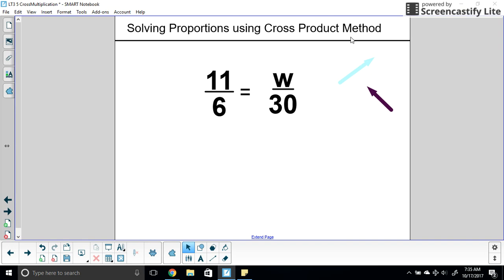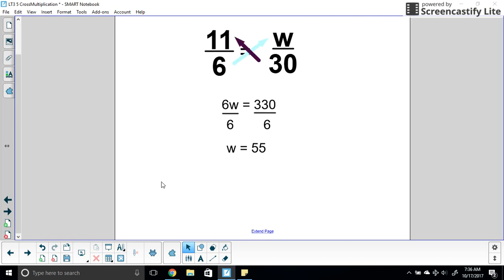Now let's start solving proportions using cross product method. Cross product is when I take the cross and product means multiply. So first, I would go 6 times W, which would be 6W. Then I would do the other cross product. 11 times 30 is 330. Then I would solve this. What would I do on both sides to solve for W? You're correct. I'm hoping that you're thinking divide by 6. And W would equal 55. That would be your answer. W equals 55.